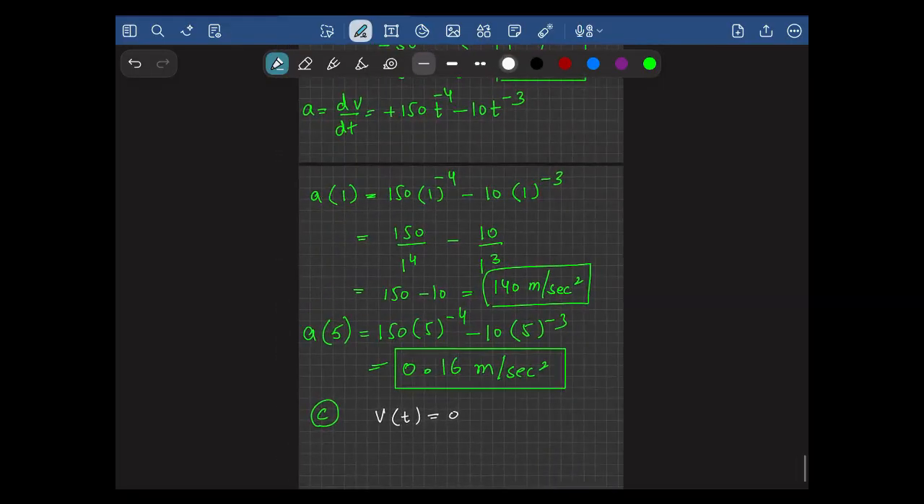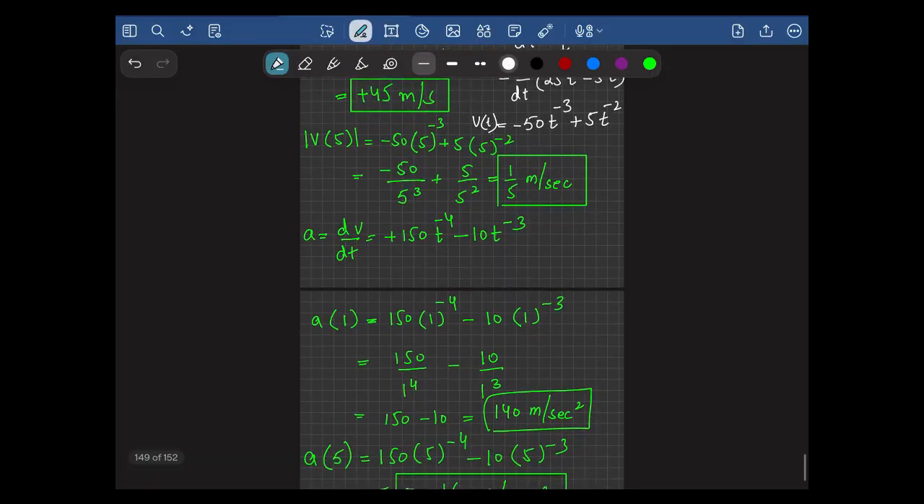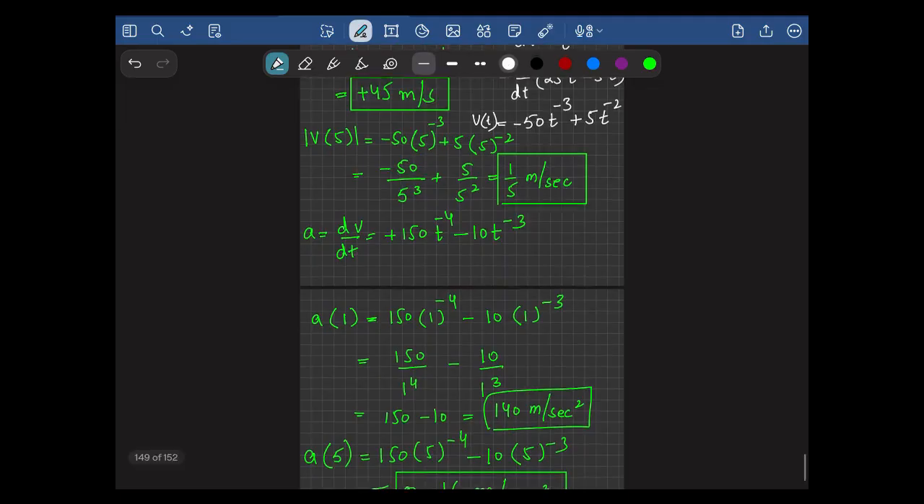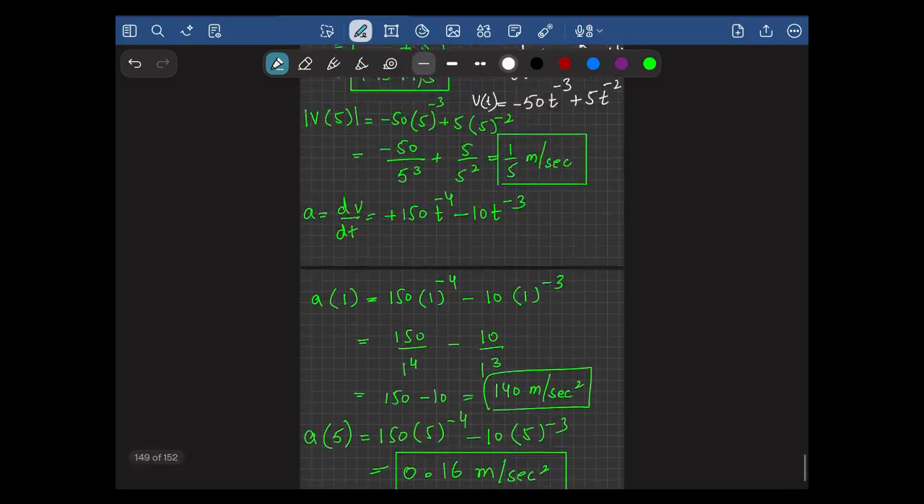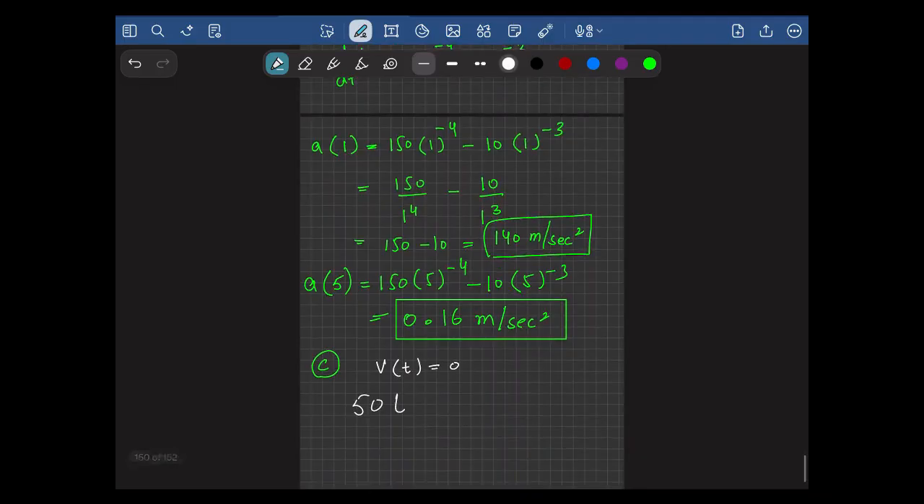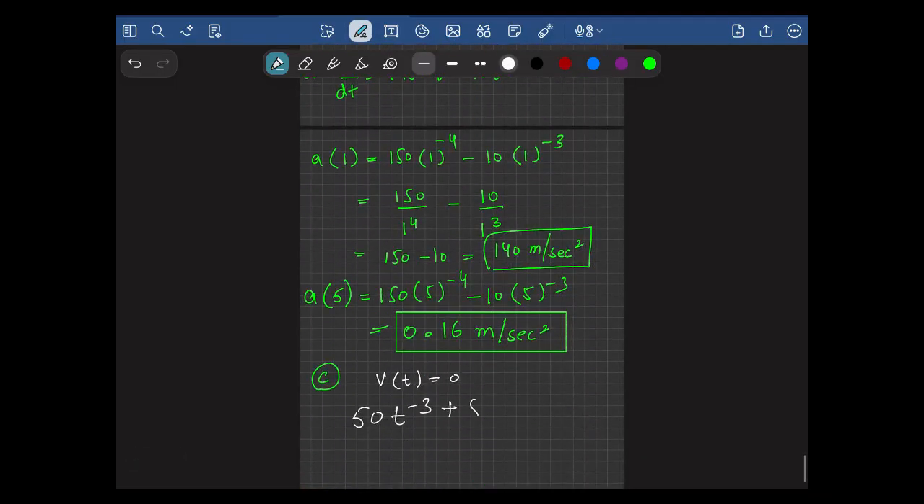Okay, what is the velocity? Velocity given here is minus 50 t raised to power minus 3 plus 5 t raised to power minus 2. So it's going to be minus 50 t raised to power minus 3 plus 5 t raised to power minus 2 equals the velocity.